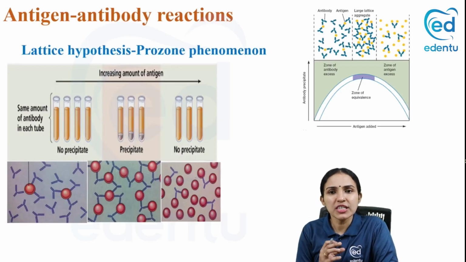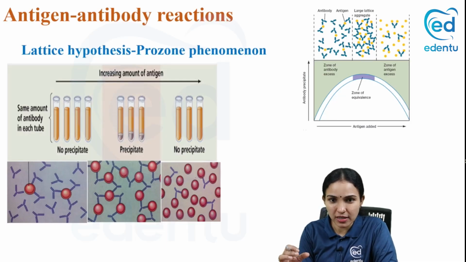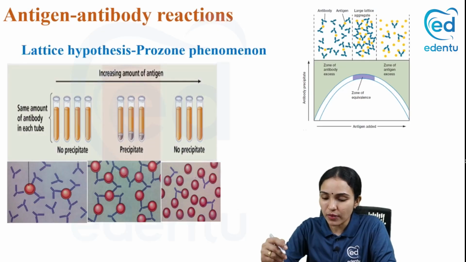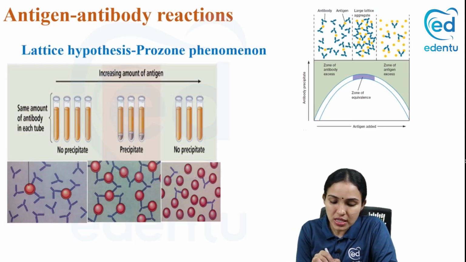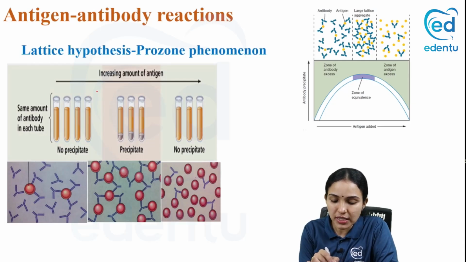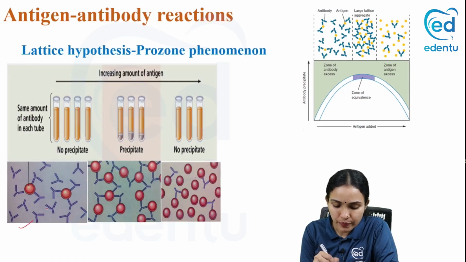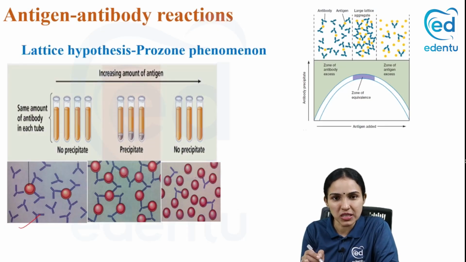Now, how this precipitation reaction occurs, you have to know the mechanism. And a theory has been proposed, the lattice hypothesis. What this hypothesis says is, suppose you're taking equal amount of antibody in all the tubes, and you're increasing the amount of antigen that you add to different tubes. What you can see is initially there is no precipitate formation. Why? Because in this figure, you can see there is excess of antibody in the tubes and antigen is in very small concentration. So since there is excess antibody and very little antigen, no precipitate is formed.